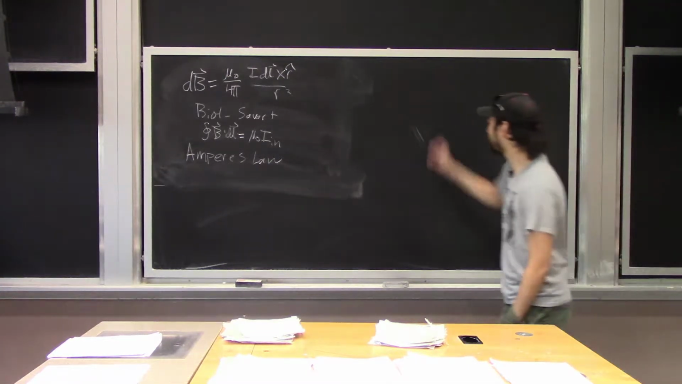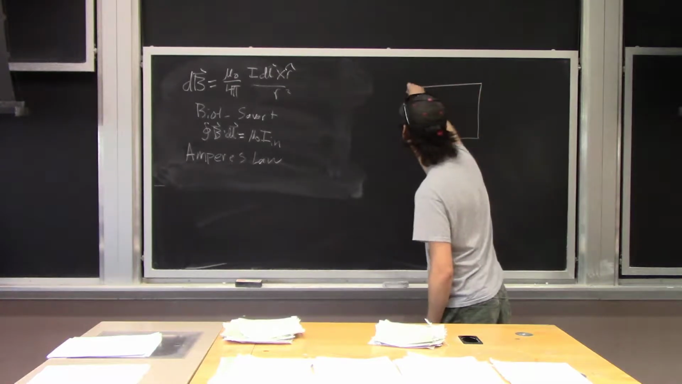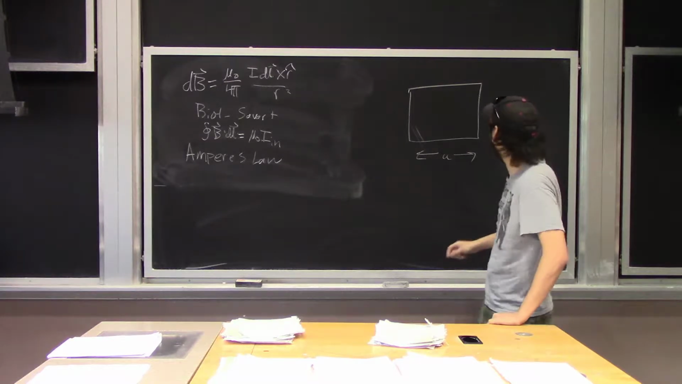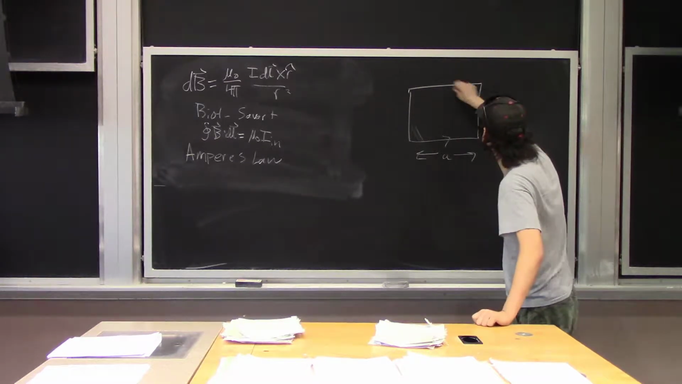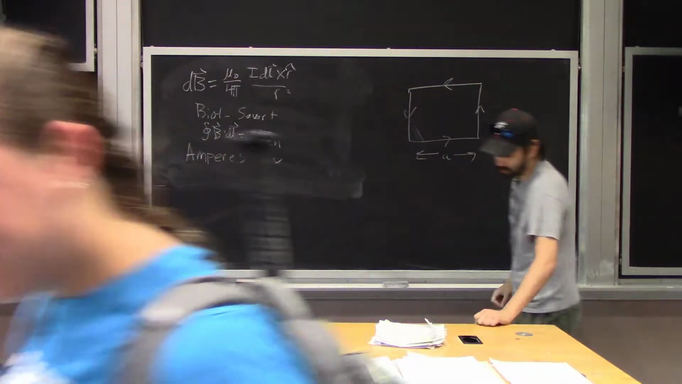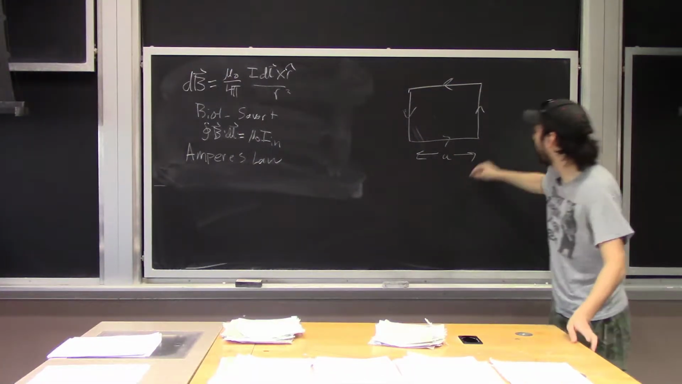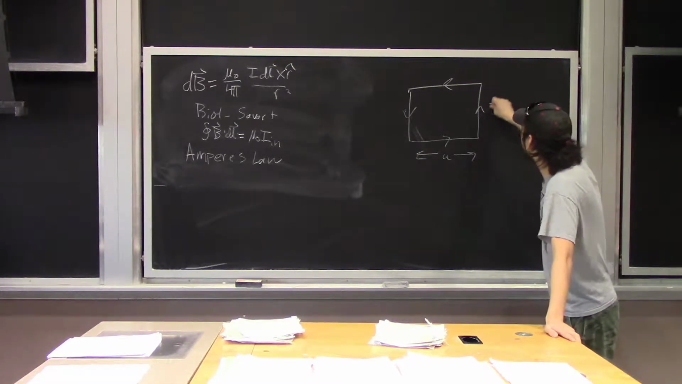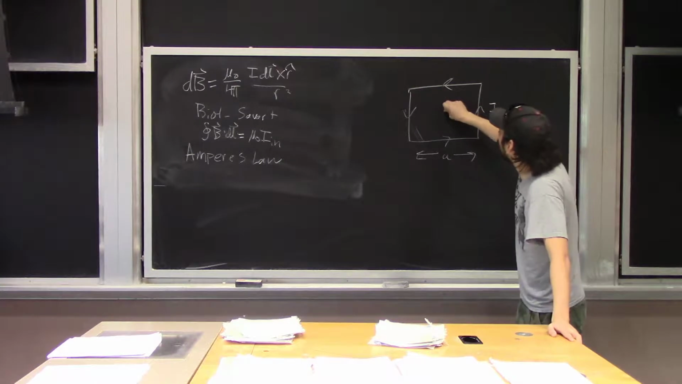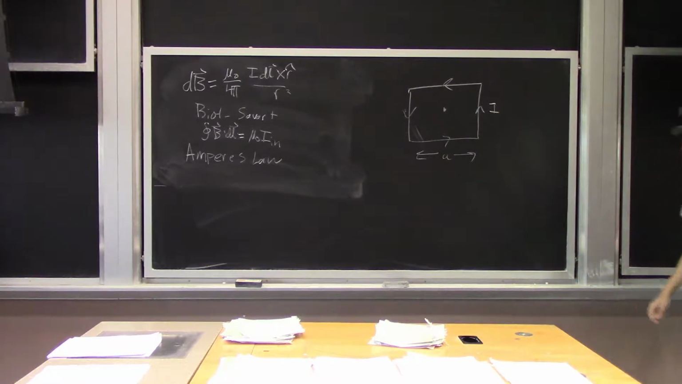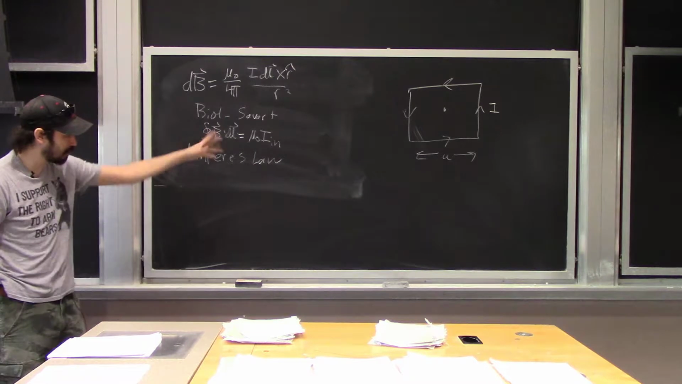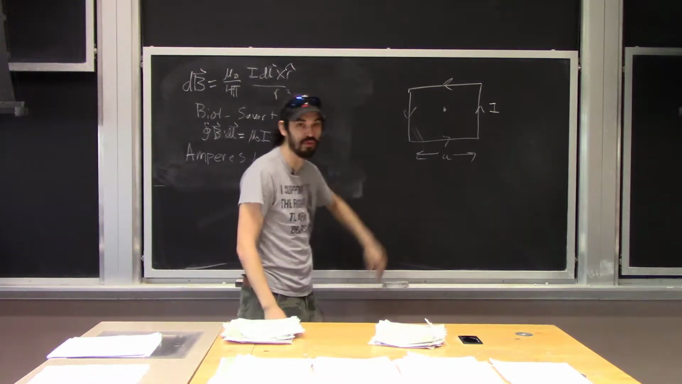The first one was some square loop of wire. I don't remember what the direction of the current was. It doesn't really matter, it's just a negative sign in the end. But let's say the current's going to go around in the counterclockwise direction. So this is a current I. And what we wanted to do was find what the magnetic field was at the center of this loop of wire.